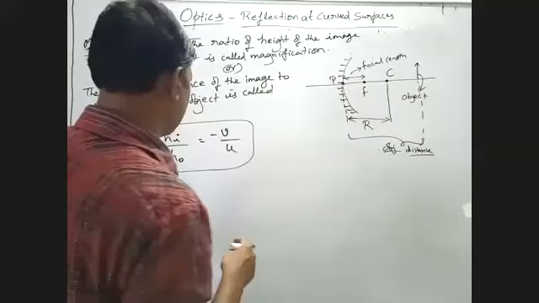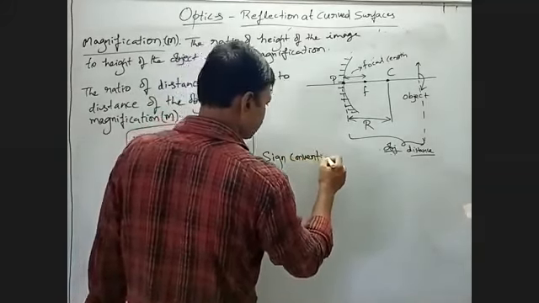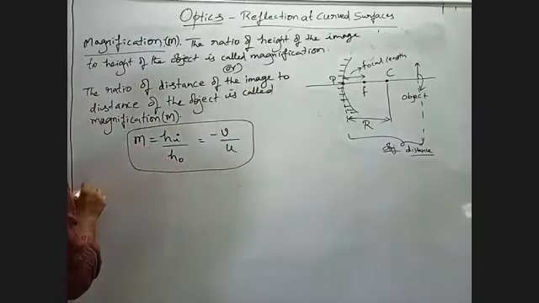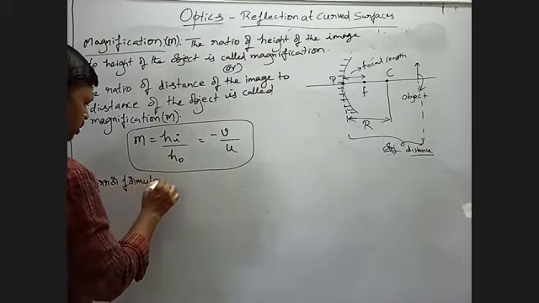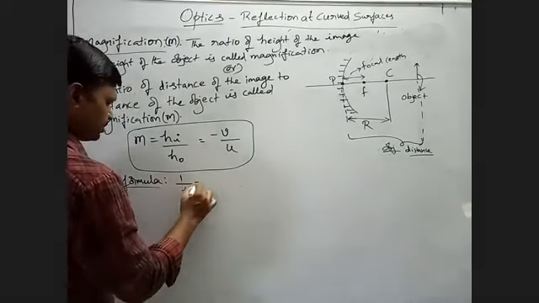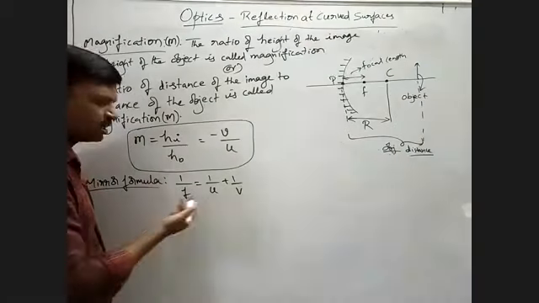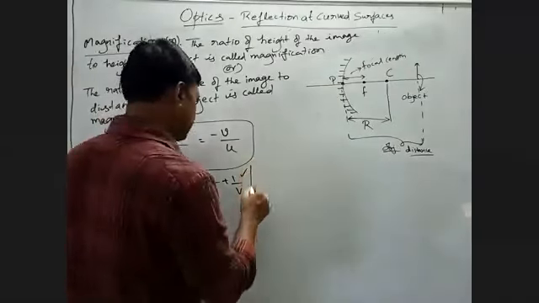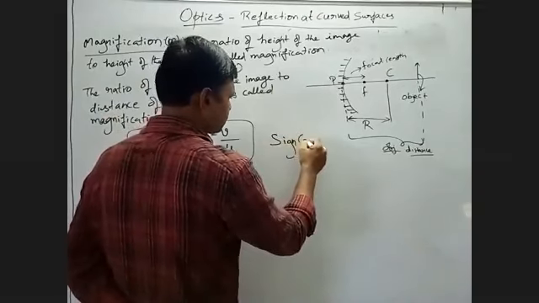So now coming to the sign conventions. Before this, we have the mirror formula. The mirror formula is defined as 1 by f equals 1 by u plus 1 by v, where f is the focal length, u is the object distance, and v is the image distance. To use this, we have to follow the sign conventions.